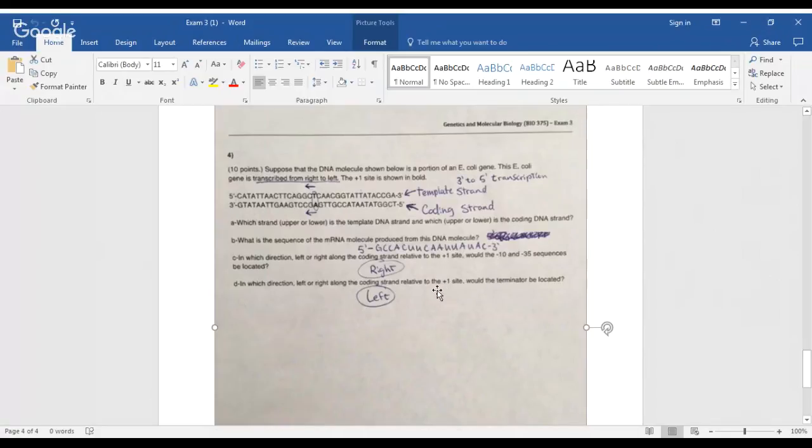And then in which direction, left or right, along the coding strand relative to the +1 site would the -10 and -35 sequences be? Well, because it's going from right to left, we know that it had to start on the right. So it's going to be the right. And then the terminator, because again it's going from right to left, we know it's going to end to the left. So you do number 4.